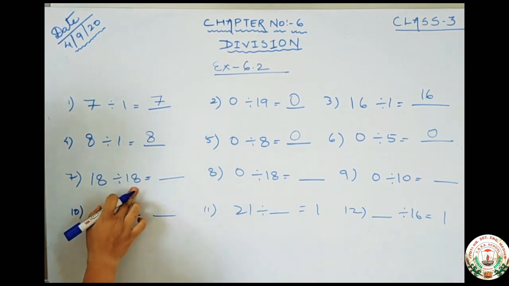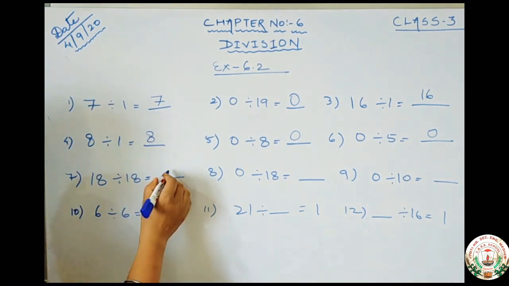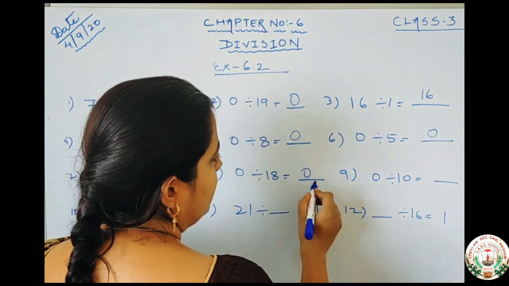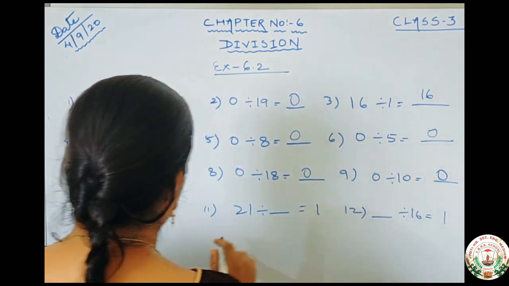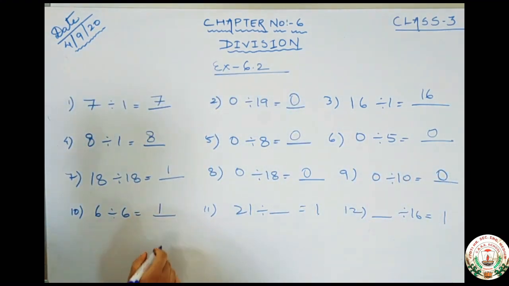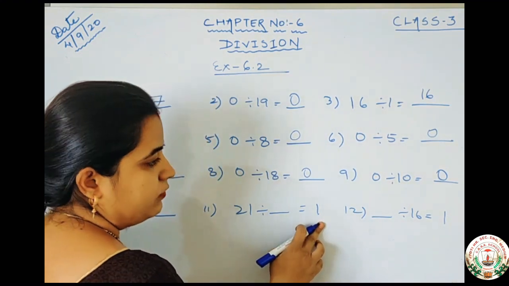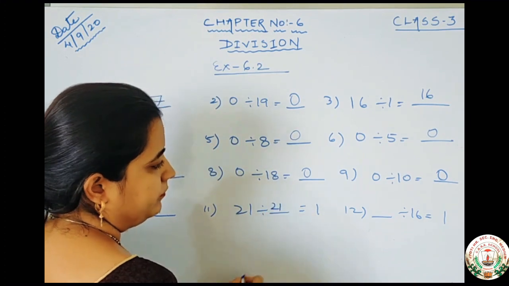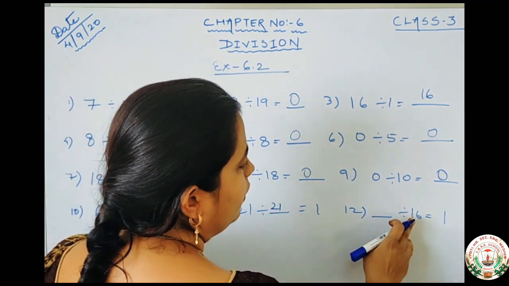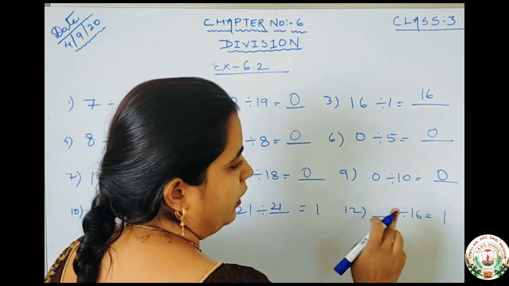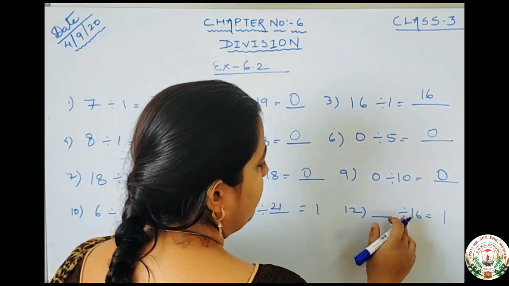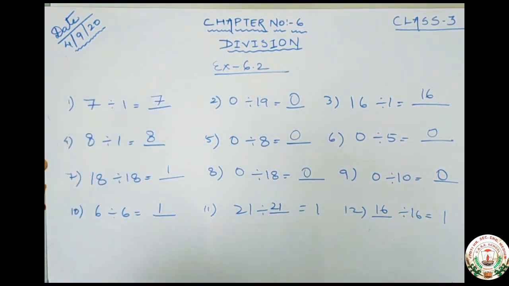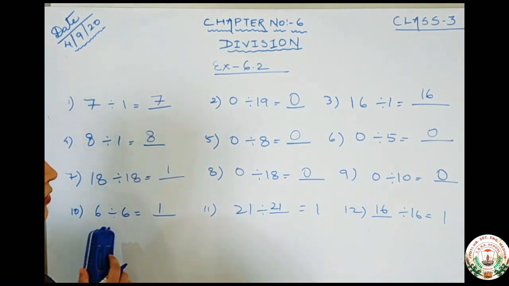Same number divided by same number. A number divided by the number itself, we will get 1 as the answer. Now, 0 divided by 18 is 0. 0 divided by 10 will be 0. 6 divided by 6 will be 1. 21 divided by dash is equal to 1. We get 1 when a number is divided by the same number. Here also, 16 divided by dash is equal to 1. When will we get 1? Whenever the same number is divided by the same number, we will get 1 as the answer. So now this is your 6.2.